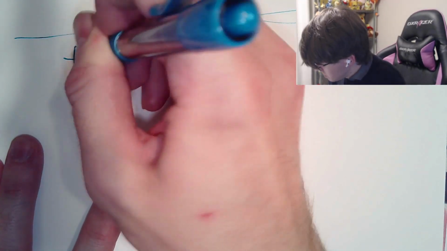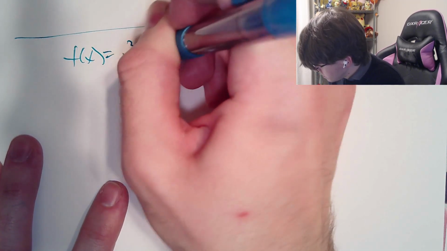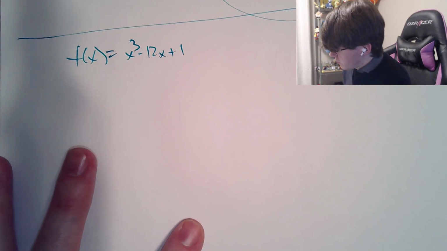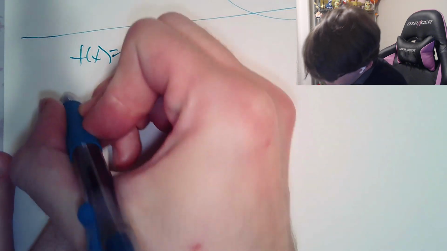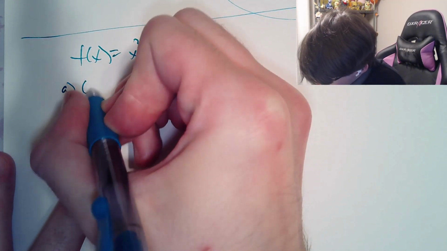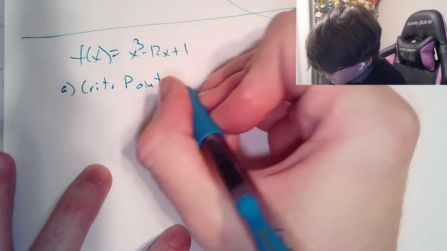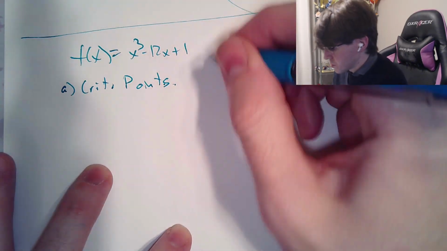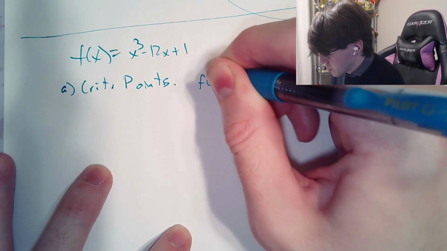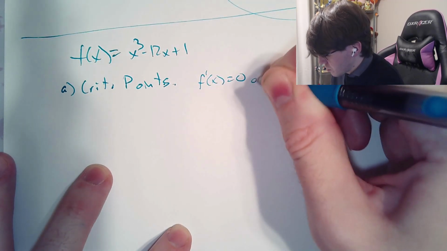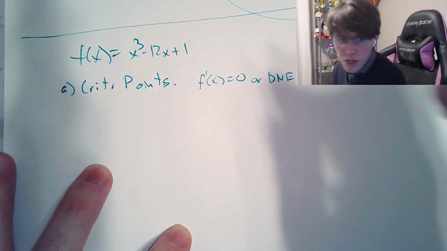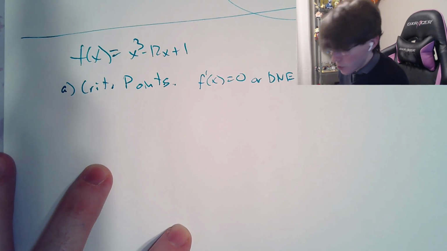All right, number 14, show your work. Given the function f of x equals x cubed minus 12x plus 1. Find all critical points. So part A here, we want those critical points. Critical points, remember, definition of critical points is when your derivative equals 0 or DNE. So you got to figure out one of those two situations.